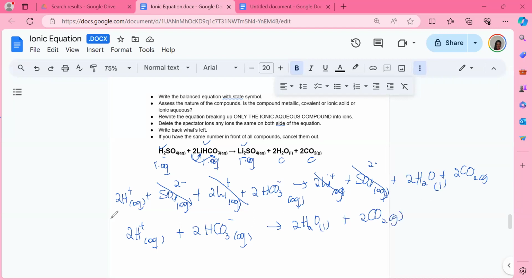So 2 is in front of everything. I'll go ahead and cancel out that. So what I have is H plus aqueous, HCO3 minus aqueous, plus H2O liquid plus CO2 gas. So that's my ionic equation.